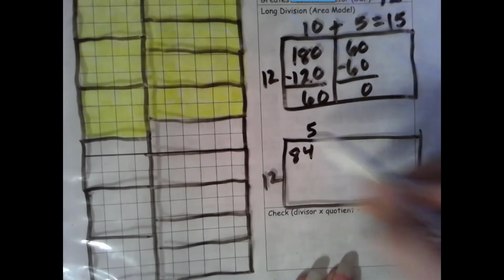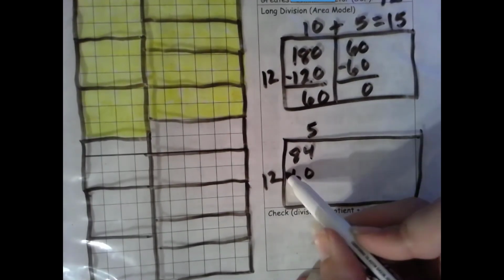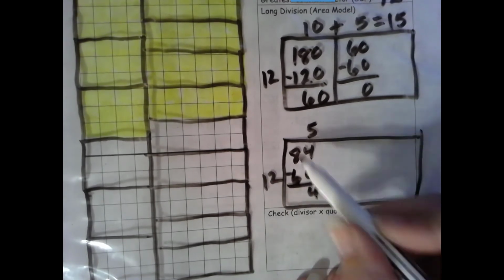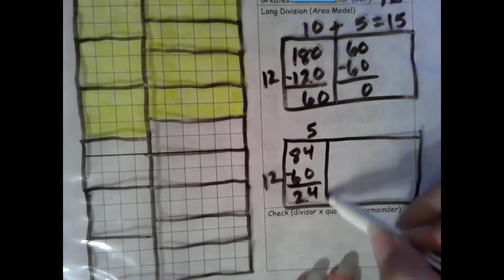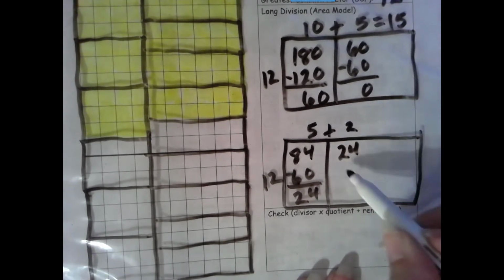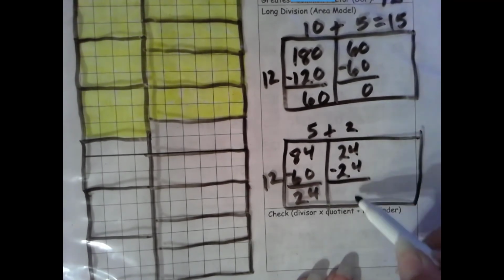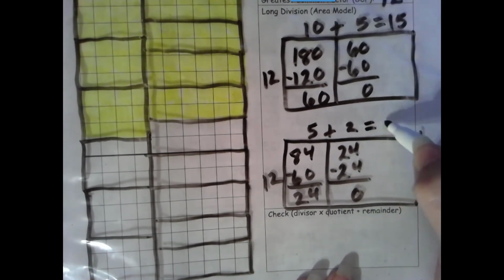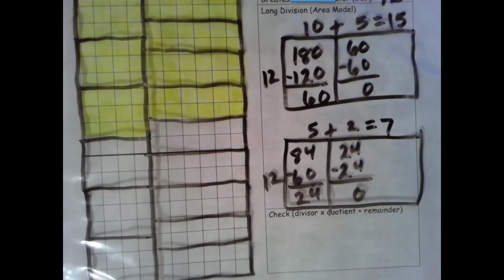Here, 5 times 12 is 60. More on top, no need to stop. And then 2 times 12 is 24. Numbers the same, 0's the game. 5 plus 2 is 7.